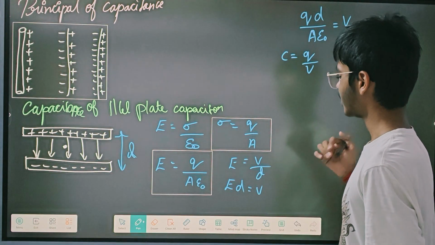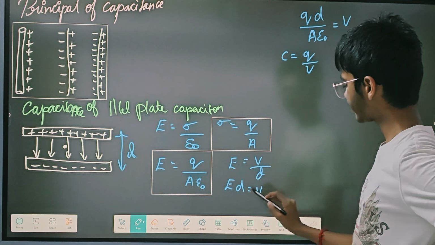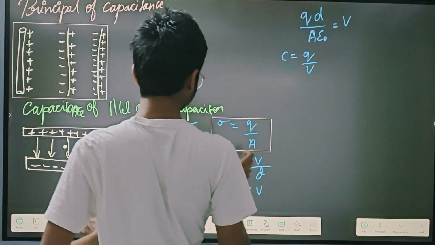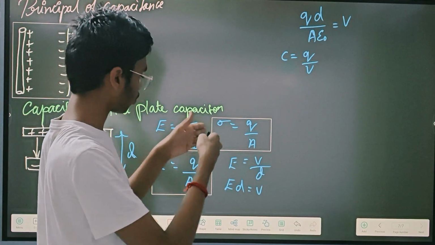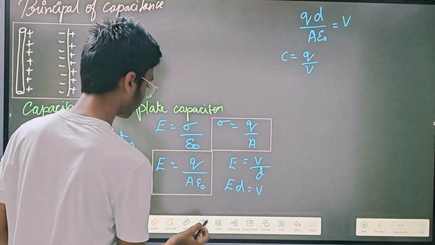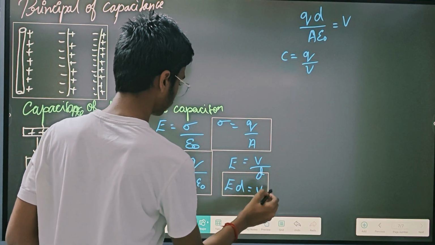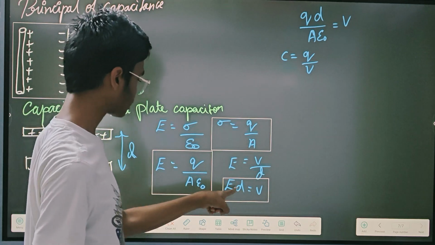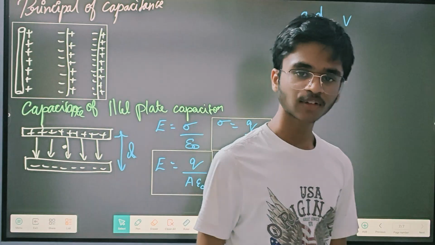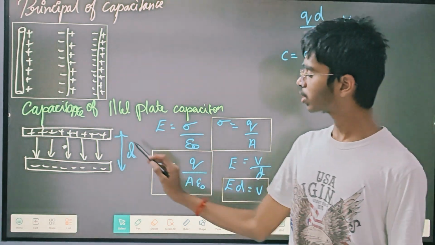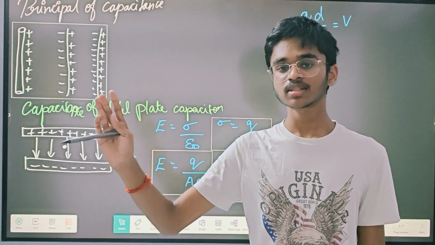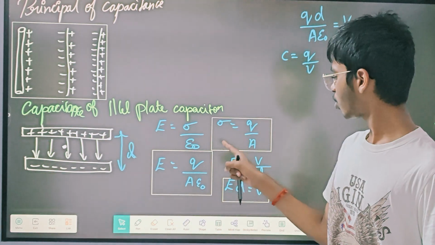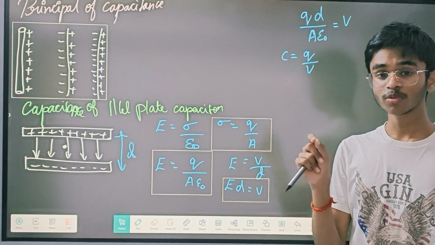For finding voltage, we know that voltage is equal to electric field into distance, if it is a uniform electric field. We will be using this formula. In this, distance is constant, but we don't know about the electric field. But we know that the electric field between two oppositely charged plates is equal to sigma by epsilon naught, and sigma is equal to Q by A.